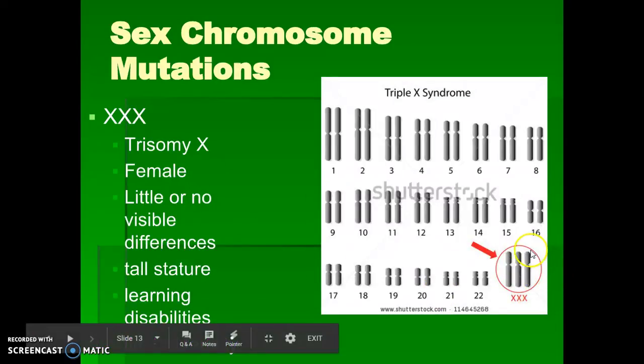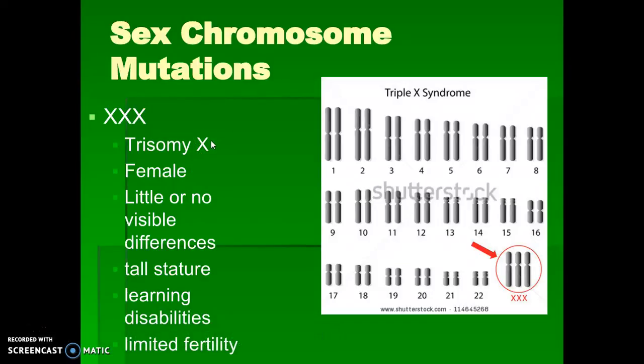Triple X means you have 3 X chromosomes. They are also called trisomy X, and they are female. Generally, there are not very visible differences. They are tall in stature. They might have learning disabilities or limited fertility, would be some examples. And that would be the last of the mutations.